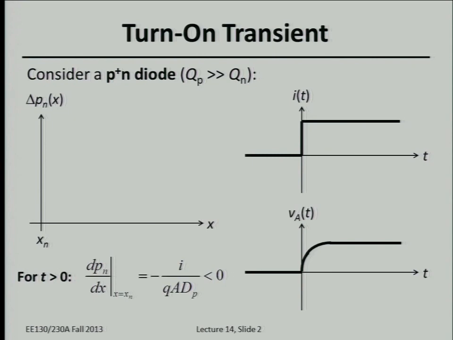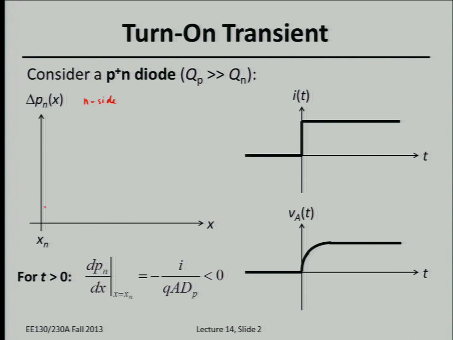Okay, so let's finish up the discussion on transient response of PN junction diodes. Let's say now we have a PN junction diode that's much more heavily doped on the P side than the N side. So when it's turned on, most of the excess minority charge is stored on the lightly doped N side. Now we're only going to look at the excess hole concentration in the quasi-neutral N region. So this is the N side.